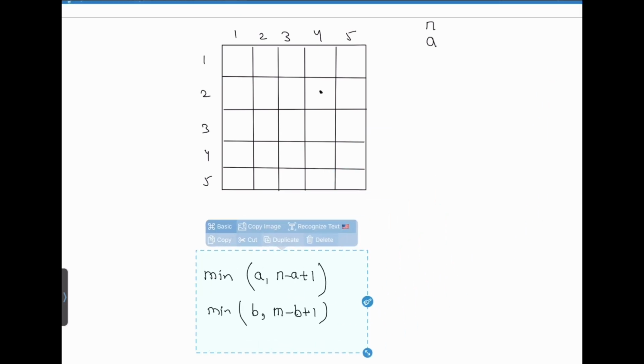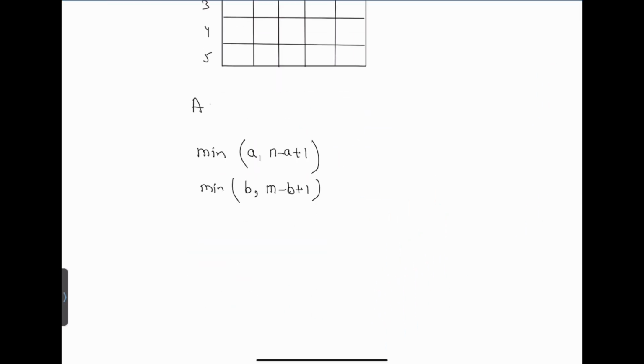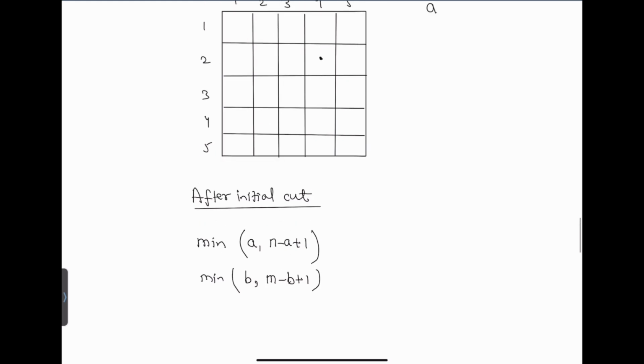After the initial cut, if the cut is row wise, we will be left with this much of rows, right? And if the cut is column wise, we will be left with this much of columns, right? Now after that, what will happen in the leftover rows or columns?